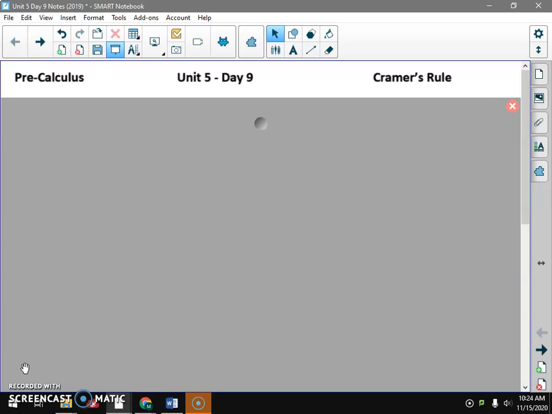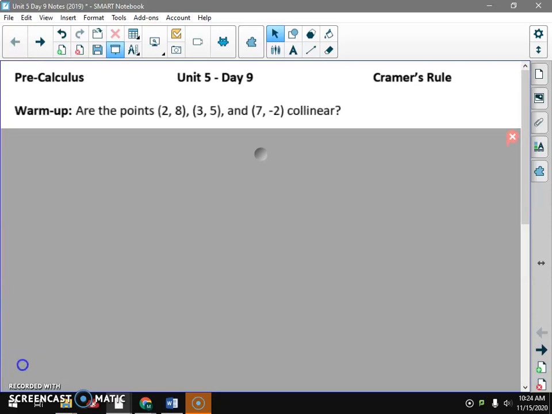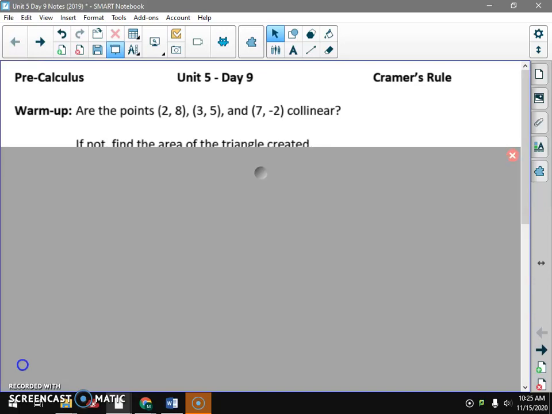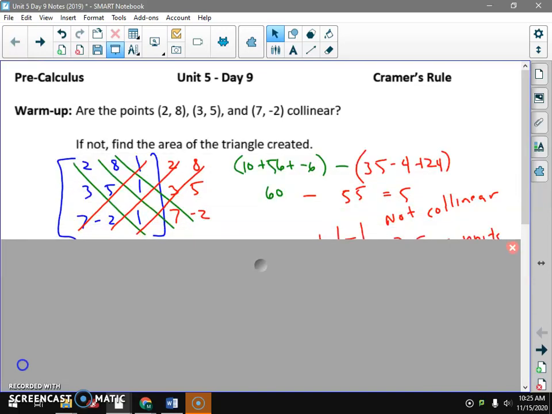As a little warm-up, I'm going to ask you to determine if those 3 points are collinear, and if not, find the area of the triangle. You could pause it now, work that through, setting up a matrix. Here is my solution. The 2, 8, 1, 3, 5, 1, 7, negative 2, 1, 3 by 3.